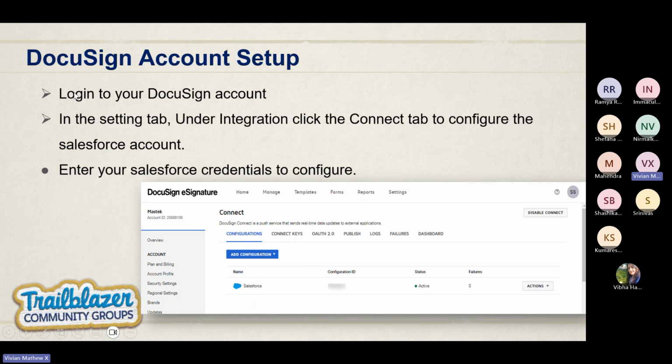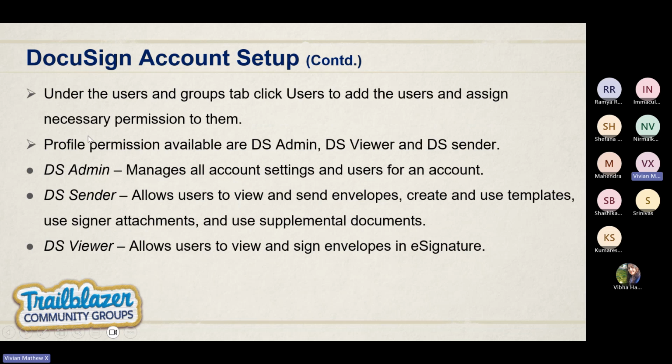Going to the DocuSign account setup, you have to add the Salesforce account to your DocuSign account. Only then will the mapping take place, and along with that, you have to create some users with the user email address that is available in your Salesforce org. DocuSign provides 3 levels of permissions for the users: DocuSign admin, DocuSign sender, and DocuSign viewer.